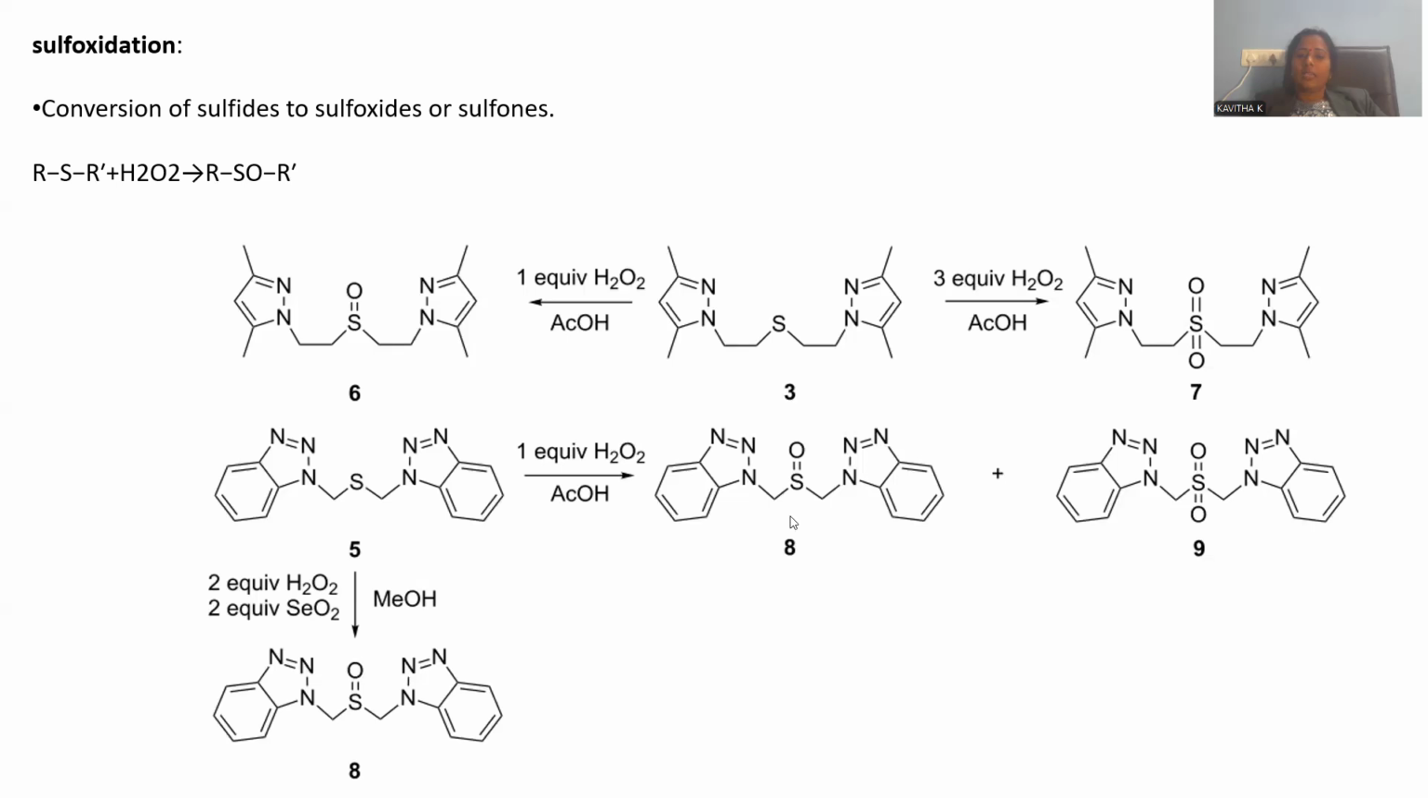In the same manner, with S=O already there, one equivalent of hydrogen peroxide, if added under acidified conditions, gives the provision to get S=O and S(=O)=O. There is a possibility for a mixture of products, but the major compound will be the S=O compound only, it being sufficient. That means with a limited quantity of hydrogen peroxide, the maximum possibility is for S=O only. This is sulfoxidation, when sulfur oxidation is carried out.